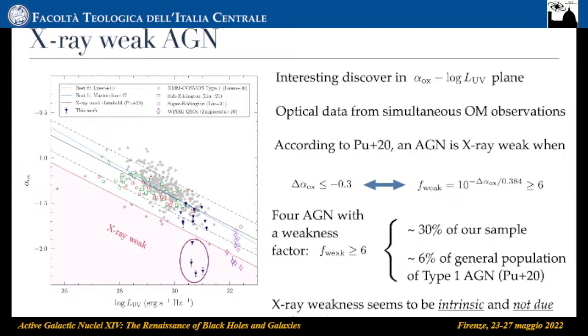And we find that the fraction of X-ray weak sources with F_weak greater than 6 is 30% of our sample, while being just 6% of a much more representative sample of type 1 AGN analyzed by Pu. Not only that, consider that there is not a one-to-one correspondence between these 4 sources and the previous ones, because only 2 of these also have a somewhat shallower value of gamma. And we find that their X-ray weakness seems to be intrinsic and not due to absorption along the line of sight to the nucleus.